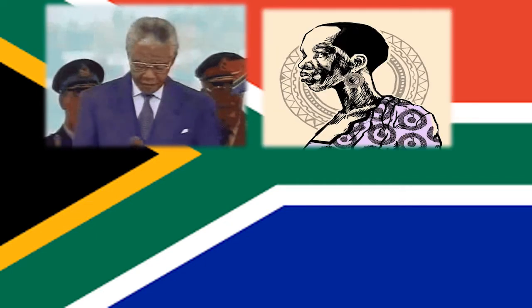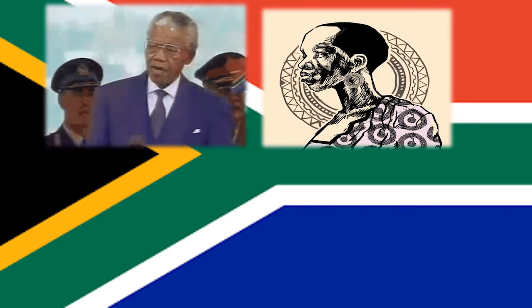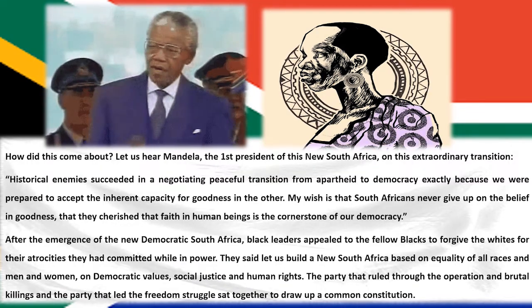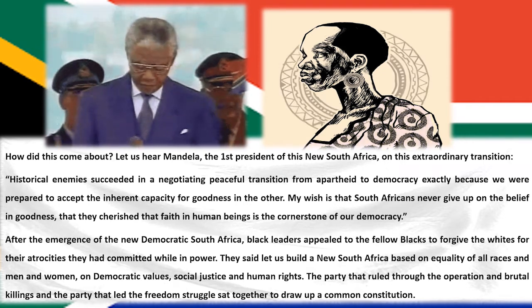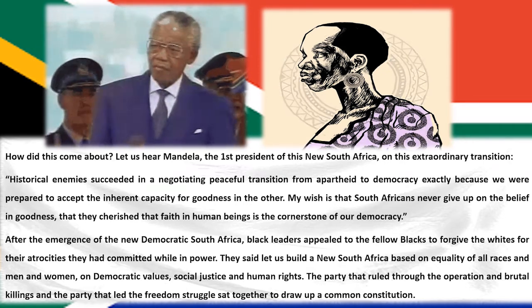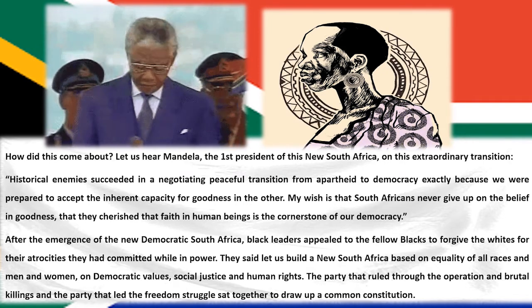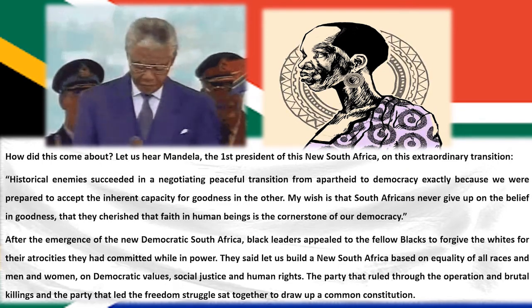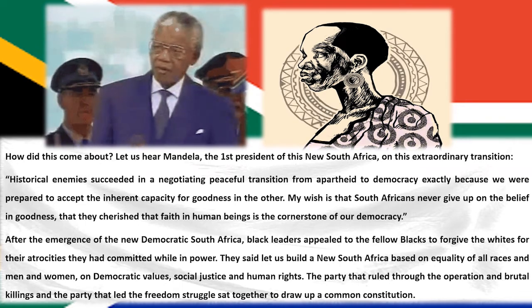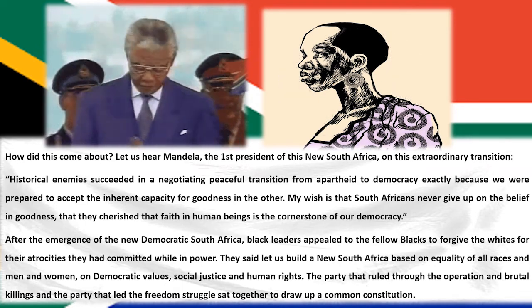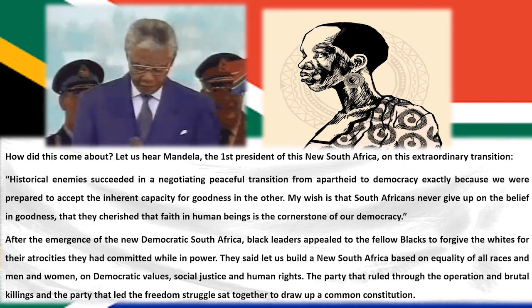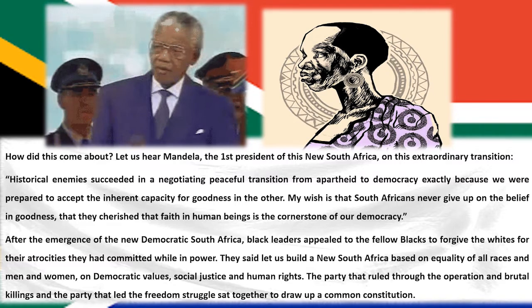On this historic occasion, Nelson Mandela began his speech by motivating people by appreciating their preparedness to accept their inherent capacity for the goodness in one another and carrying out the peaceful transition from apartheid to democracy. He extended his wish that the South Africans should never stop believing in good. Various black leaders requested their fellow black citizens to forgive the whites for their torturous behavior when they were in power. They wished to build a new South Africa which was based on various social and political values.